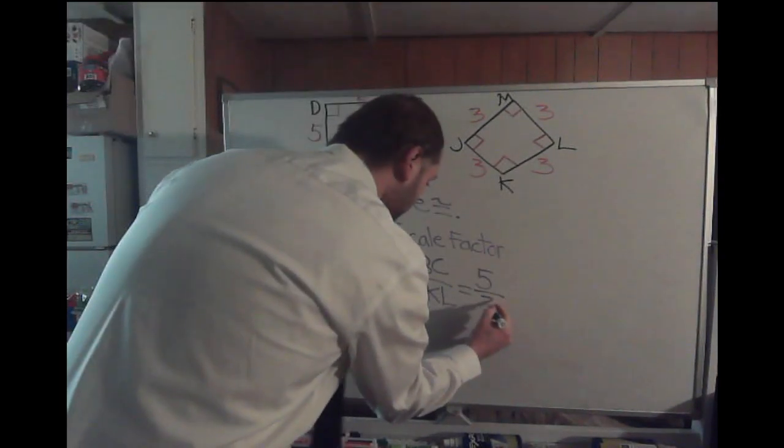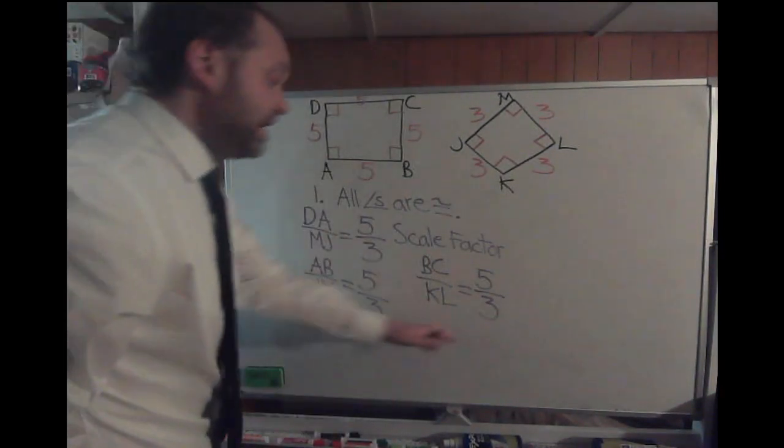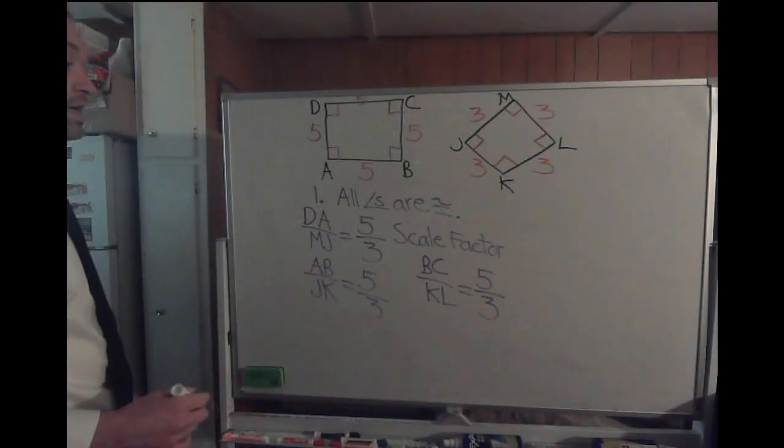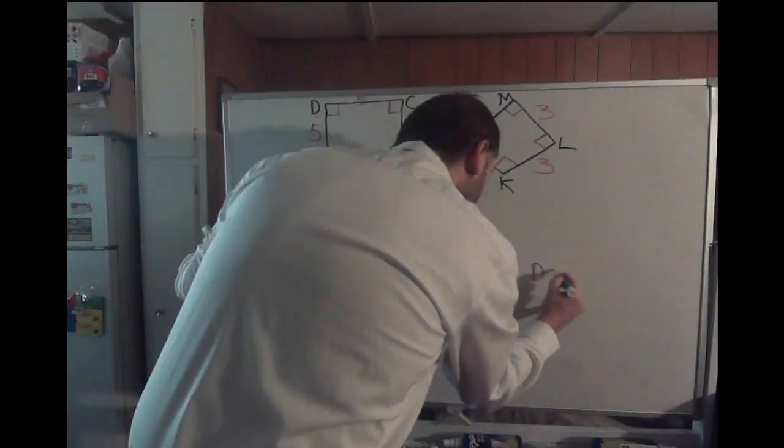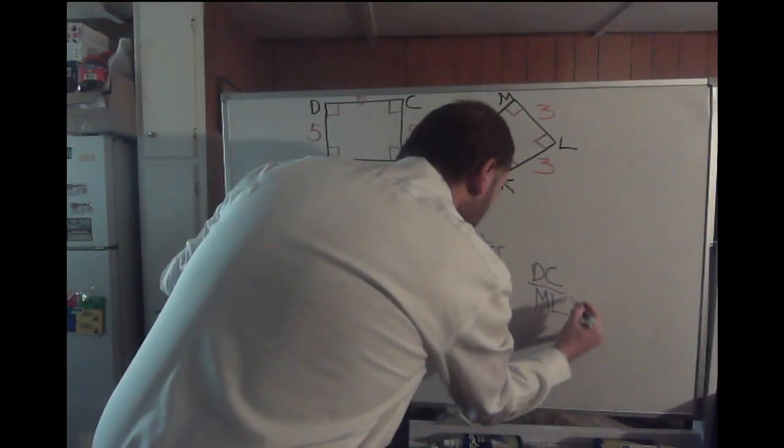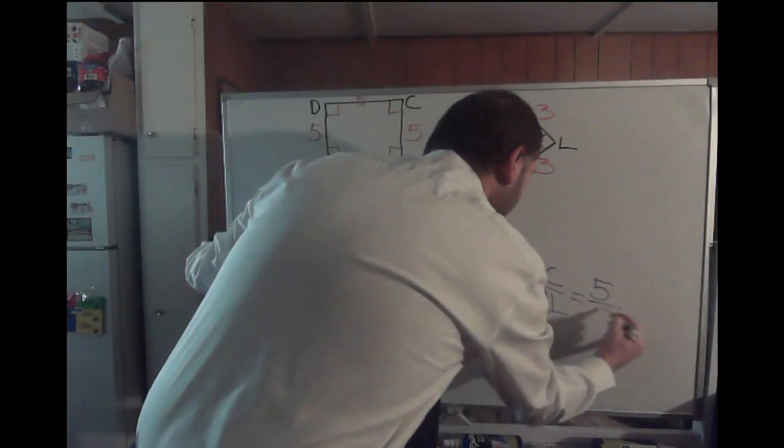KL has a length of 3. Well, once again, you get the scale factor 5 to 3. And then last but not least, we need to take DC to the corresponding side ML. Well, DC has a length of 5. ML has a length of 3.